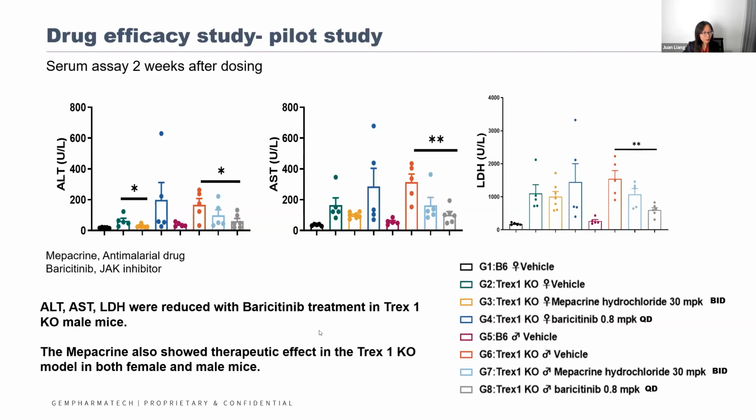As shown here, ALT, AST, and LDH were reduced with JAK inhibitor treatment in the TREX1-KO male mice. That indicates the JAK inhibitors could rescue the heart dysfunction in this model. The anti-malarial drugs also showed a therapeutic effect in the TREX1-KO model in both the female and male groups.